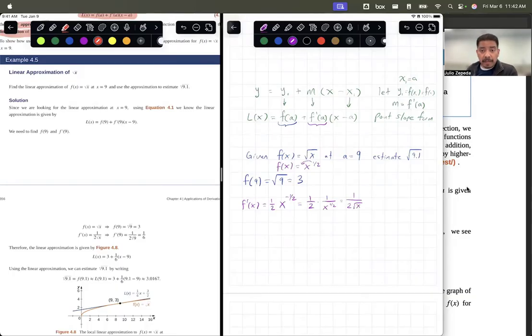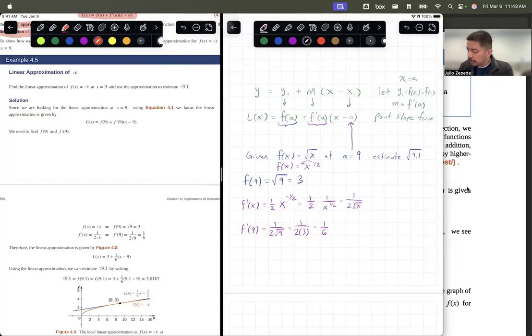We want f prime of a, and a here is equal to 9. So f prime of 9 is equal to 1 over 2 square root of 9. What is this equal to? This is equal to 1 over 2 times 3, or 1 over 6. All right, and so now we're ready to write down our function. We know a is equal to 9, so we're ready to write down L of x.